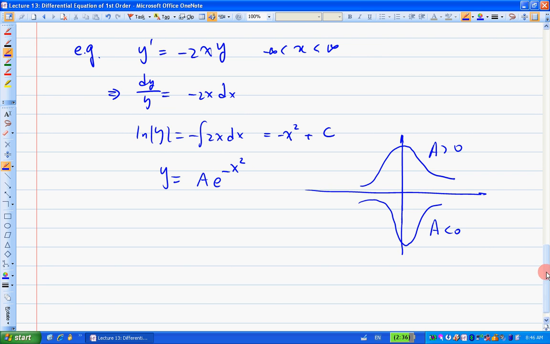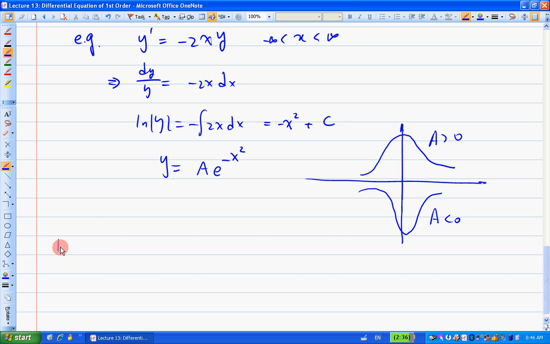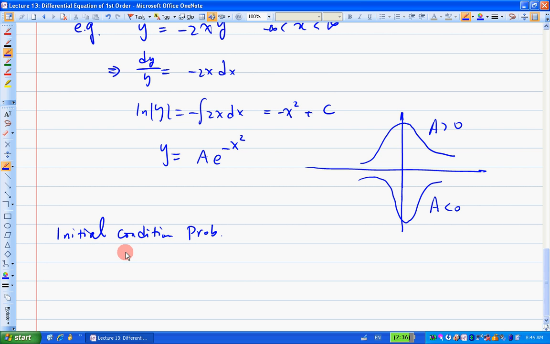Now we said something about initial condition, right? So basically, the question is, how do I get the a value? And your initial condition problem, sometimes I also call it initial value problem. Initial condition means the question not only gives you this differential equation, it also gives you a condition saying y of a equal to b. This is an initial condition, or sometimes called initial value.